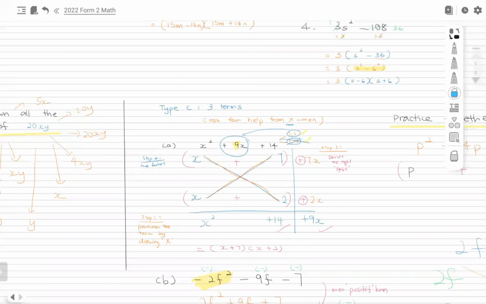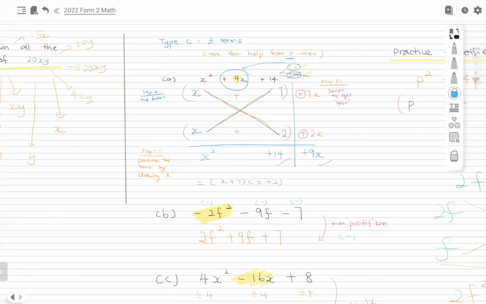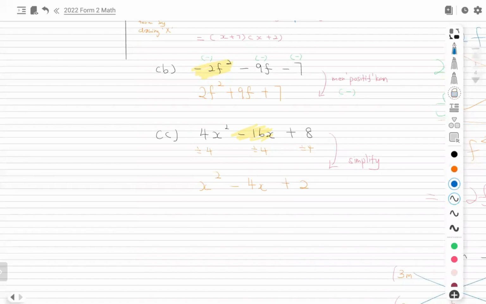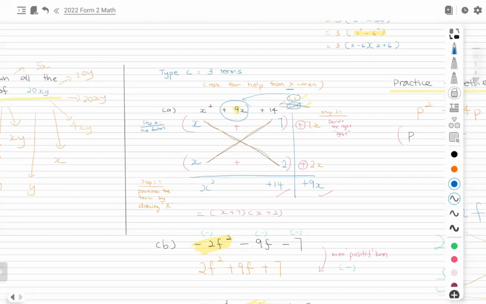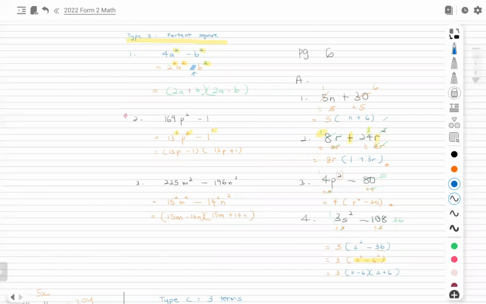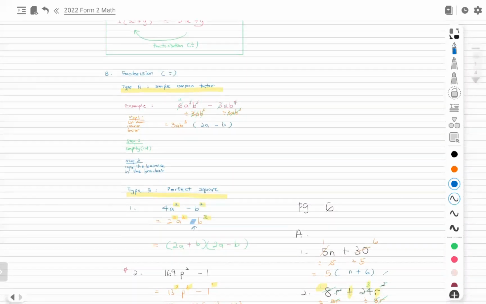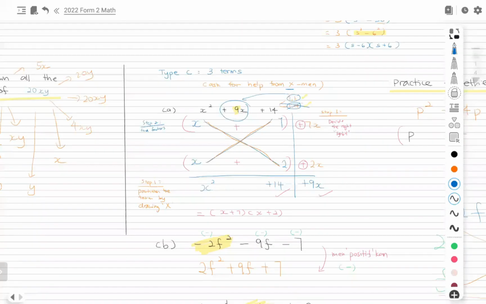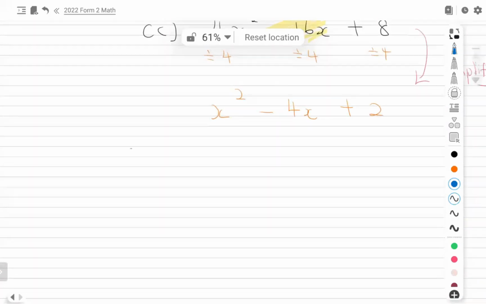Then type C is 3 terms. You couldn't find any common factor, so you have to draw the X or use the cross multiplication method. Type D would be the combination, the perfect square and the simple common factor, 2 times. Okay, just let me write down first. Type D. Ready? Copy this one, notes.